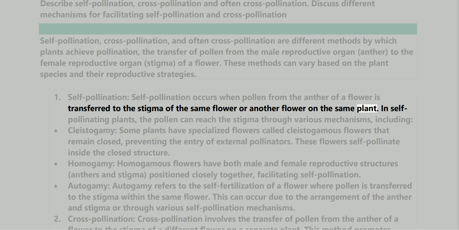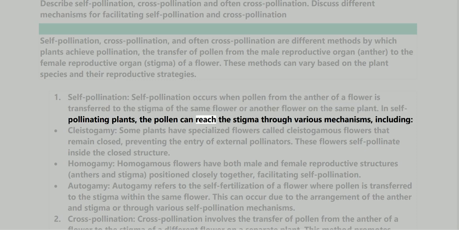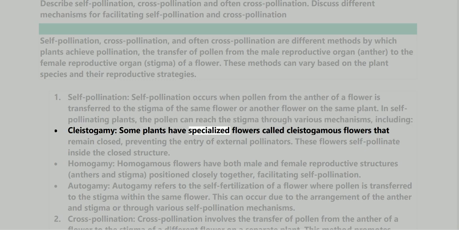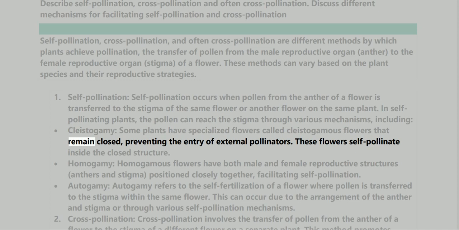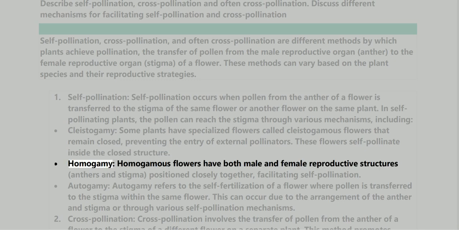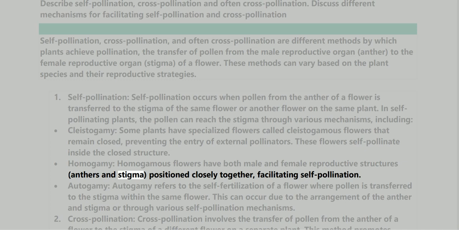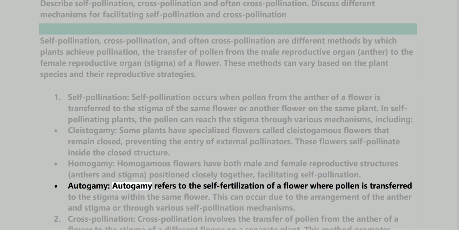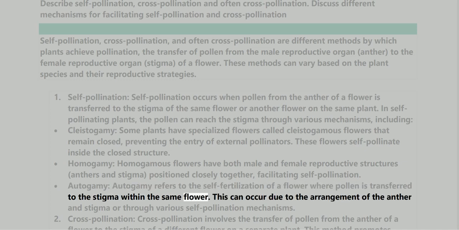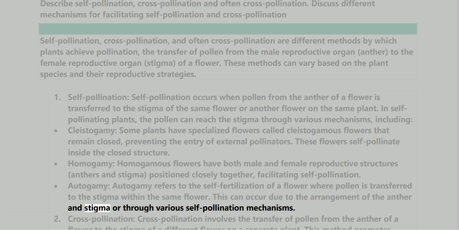In self-pollinating plants, the pollen can reach the stigma through various mechanisms, including cleistogamy. Some plants have specialized flowers called cleistogamous flowers that remain closed, preventing the entry of external pollinators. These flowers self-pollinate inside the closed structure. Homogamy. Homogamous flowers have both male and female reproductive structures, anthers and stigma, positioned closely together, facilitating self-pollination. Autogamy. Autogamy refers to the self-fertilization of a flower where pollen is transferred to the stigma within the same flower. This can occur due to the arrangement of the anther and stigma or through various self-pollination mechanisms.